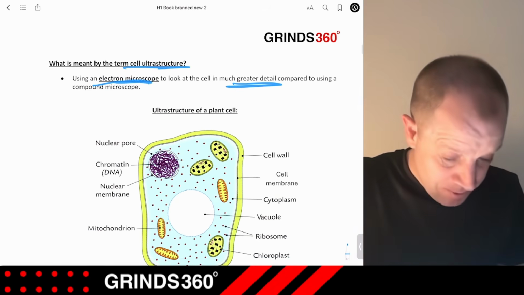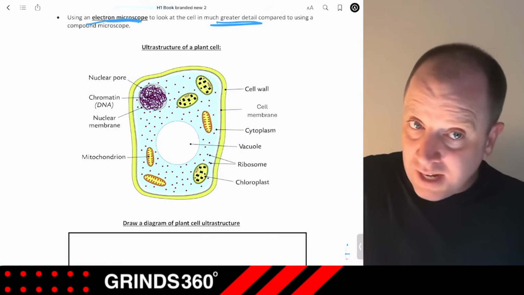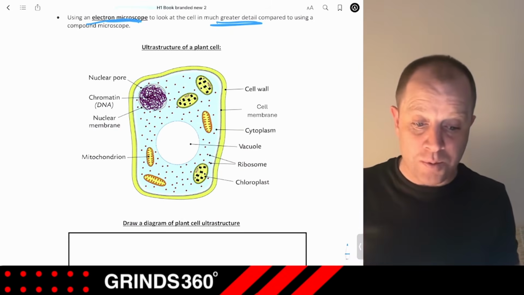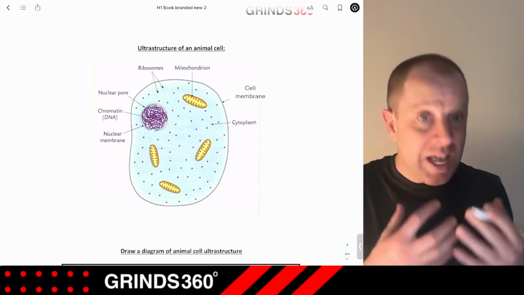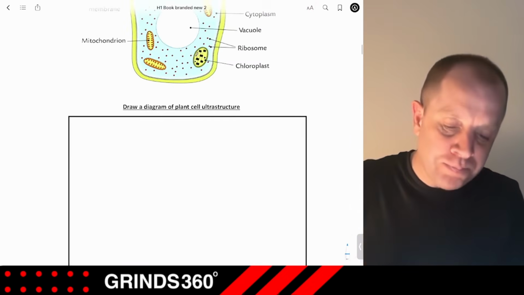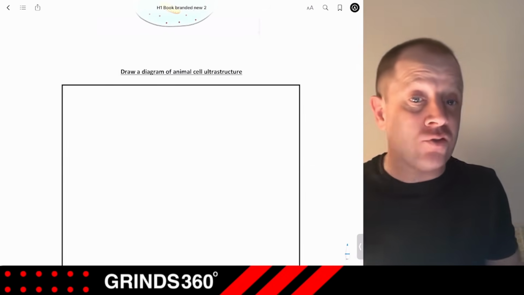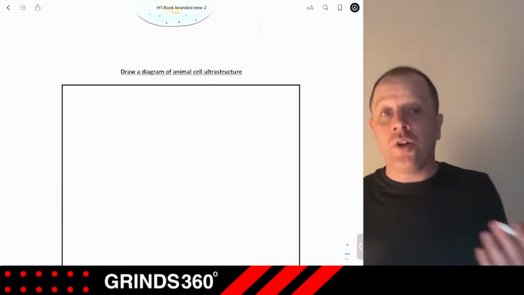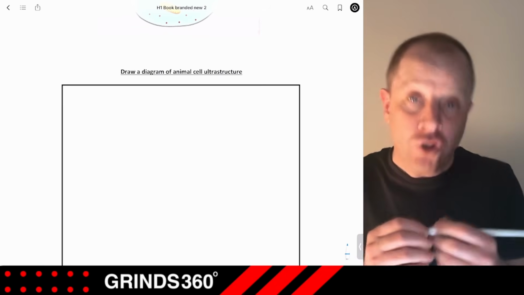Okay? Now, if you look at this here, this is a plant cell, not looking at it using a light microscope, using an electron microscope. And this here is an animal cell using an electron microscope. Now, please know how to draw those. I've never really seen them being asked to draw the ultrastructure of a plant cell or of an animal cell, but this could be the first year in a higher level Leaving Cert paper. You could be asked that.